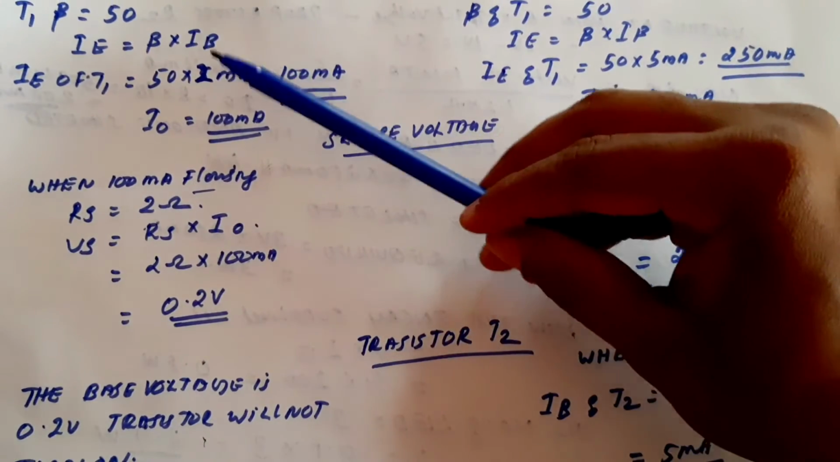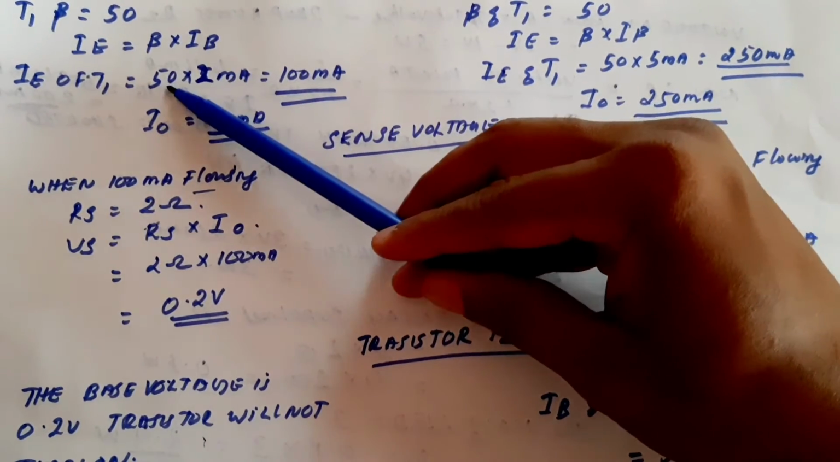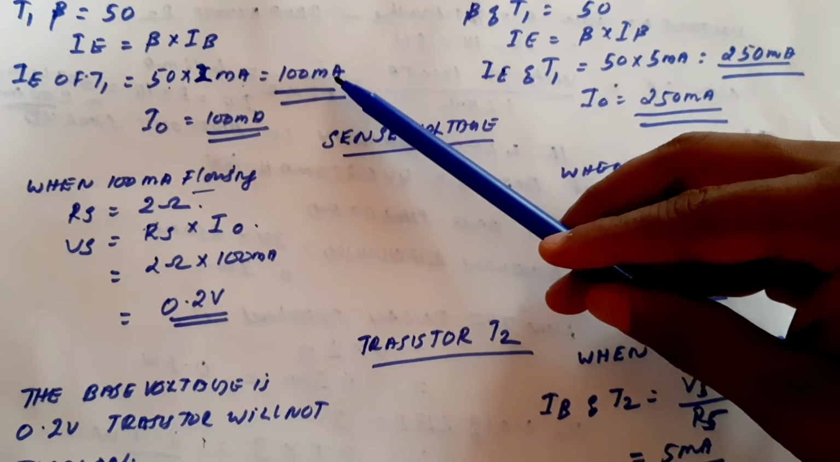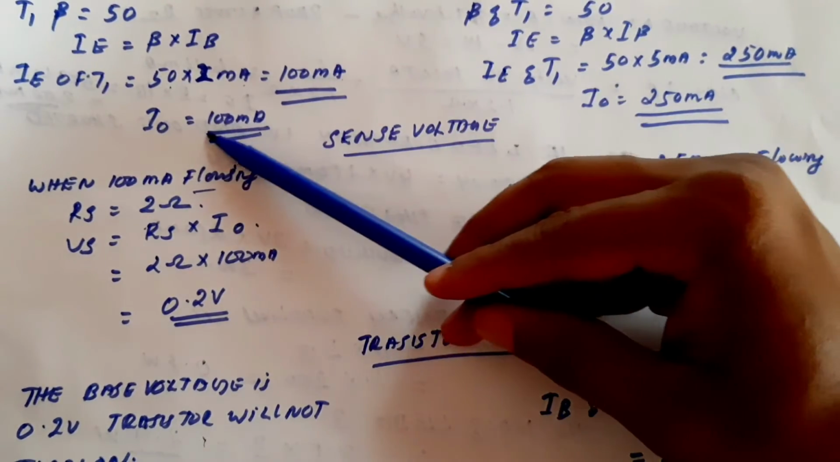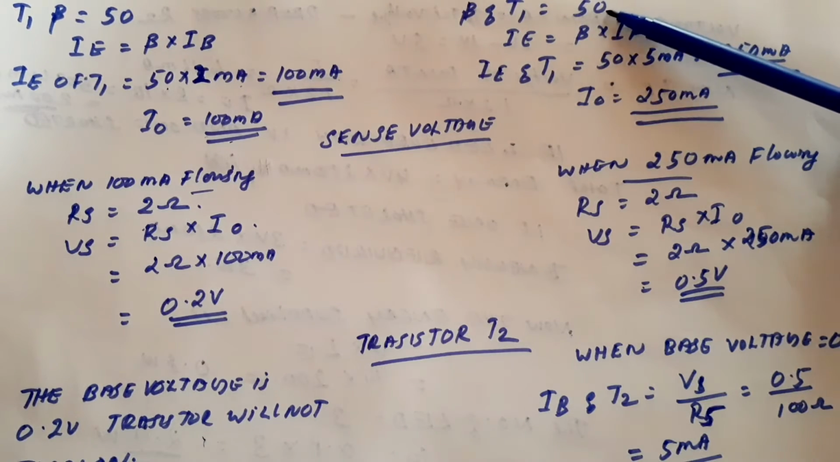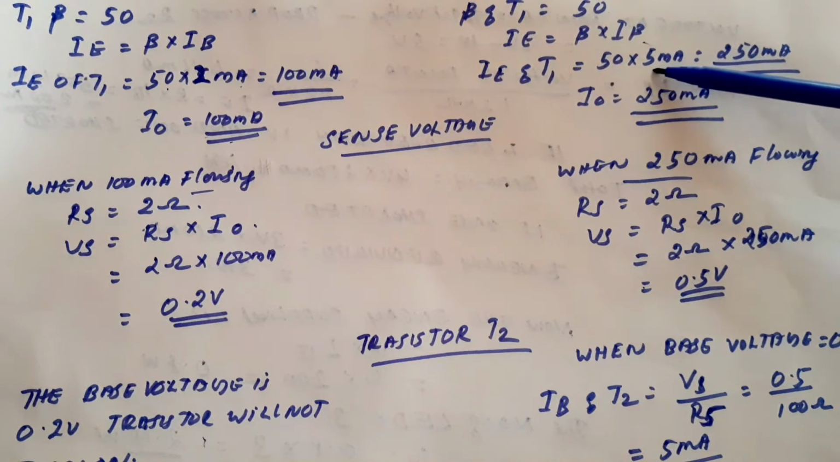So I0 is beta into IB. Beta is 50, and when IB is 2 milliamperes, the output current will be 100 milliamperes. And when the same transistor has beta 50 and the base current becomes 5 milliamperes, the output current is 250 milliamperes.